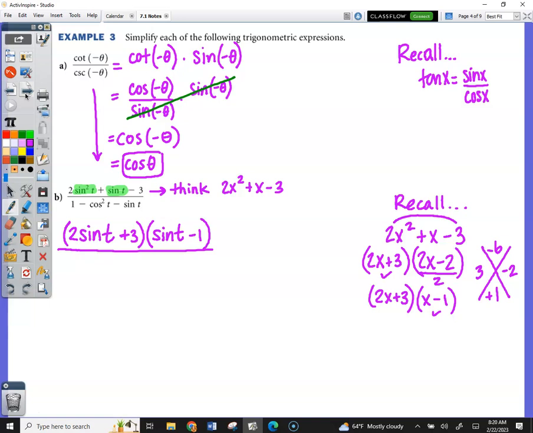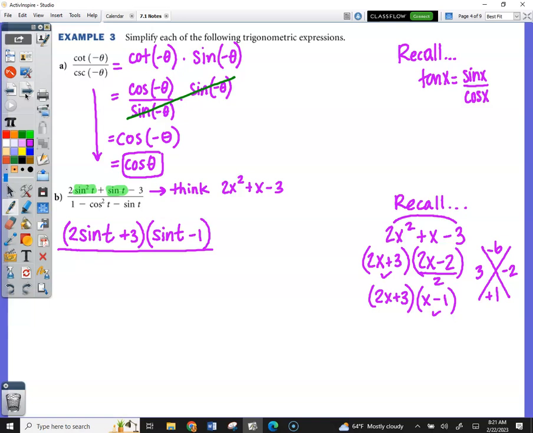Now let's look at the bottom part. 1 minus cosine squared minus sine. So the first thing you should notice is that one of those is squared and the other one is not. You've got cosine squared here, and then you have plain old sine. So that means that these two you can't couple together and replace them with anything because one's squared and one's not. You do have a 1 in there.